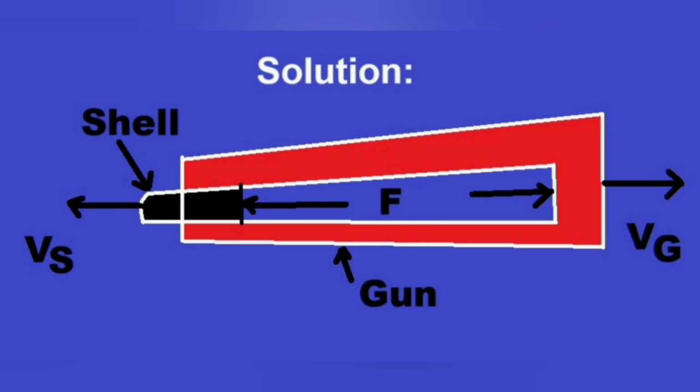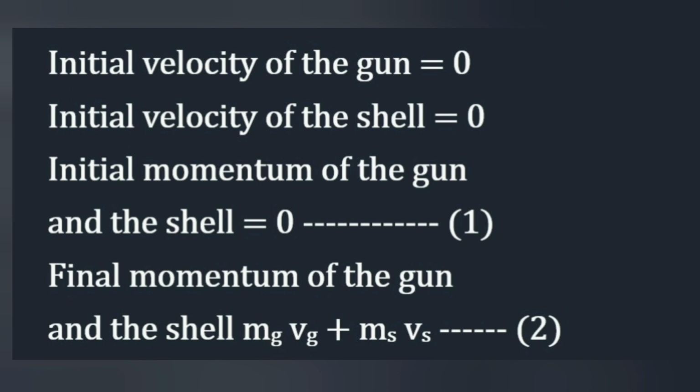But it acts in the manner of action and reaction between the shell and the gun. Their impulses thus are equal and opposite. In the absence of any external force, therefore, the momentum of the system is conserved. Now, initial velocity of the gun is equal to 0. Initial velocity of the shell is equal to 0. Initial momentum of the gun and the shell is equal to 0. Call it equation 1. Final momentum of the gun and the shell is equal to mg vg plus ms vs. Call it equation 2.